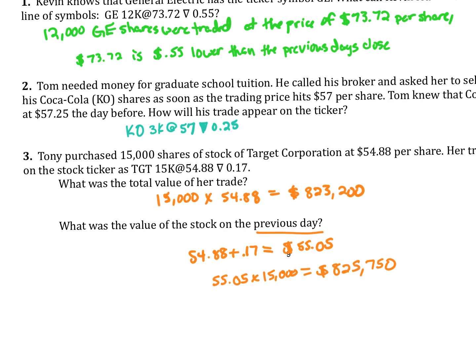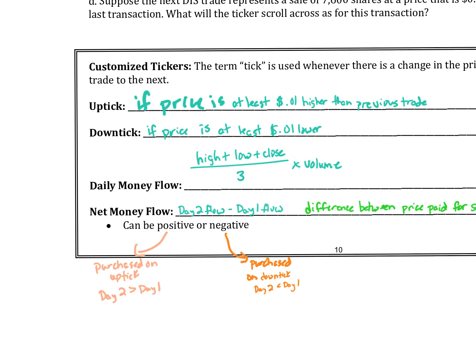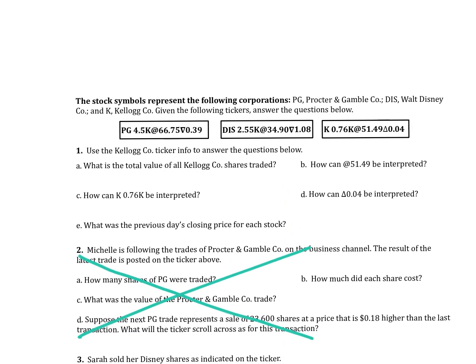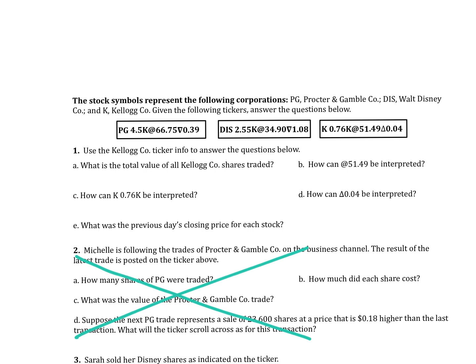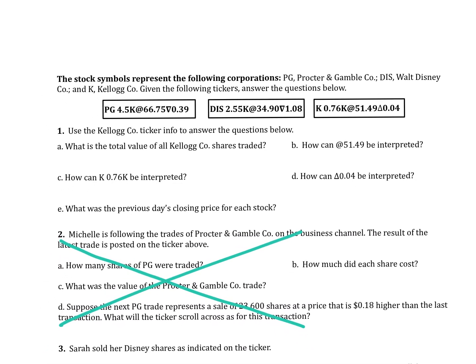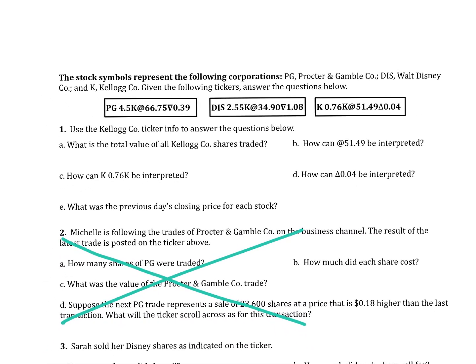I don't know, let's just talk through a couple of these next questions. I'm not sure we're even going to talk about the customized tickers, because I want to make sure we have enough time. We'll probably come back to the customized tickers if we have enough time after the SMA, we'll have to see. So there's one here for Procter and Gamble, one for Disney, one for Kellogg.